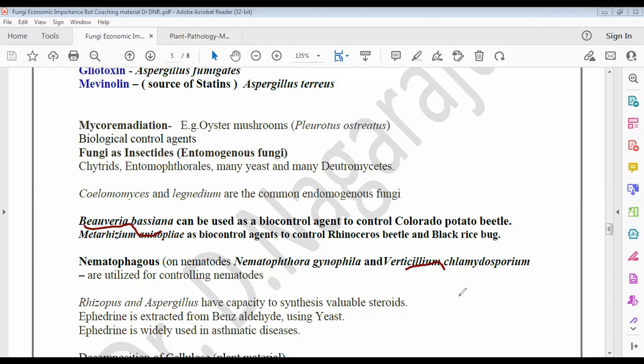Which among these is the nematopathogenic fungus? Which among these is the insecticidal, that means entomopathogenic, fungus? They ask questions like that. Beauveria bassiana is the entomopathogenic fungus. You should remember, Verticillium and Chlamydosporium are the nematopathogens. You should remember these two, because these questions are raised so many times. Beauveria bassiana and Metarhizium are the entomopathogenic fungi.